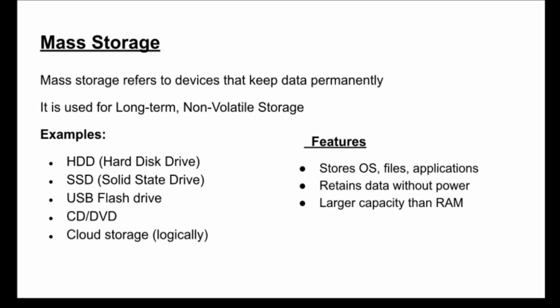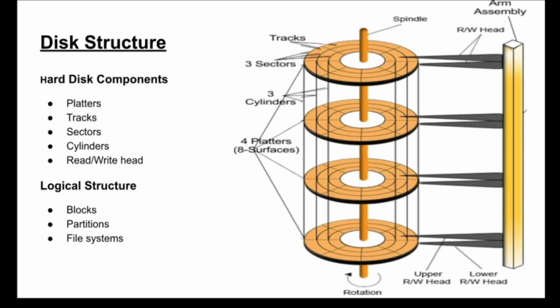It retains data without power. It has larger capacity than RAM. Okay, now let's talk about disk structure. There are two components, physical disk structure and logical. So in physical, we can see platters, tracks, sectors, cylinders, and read or write head.